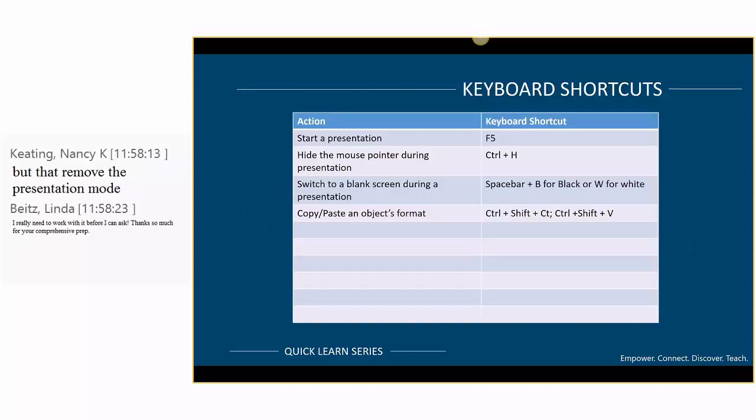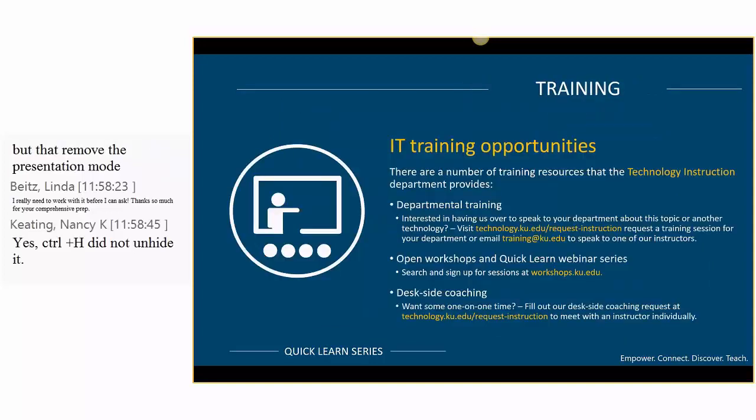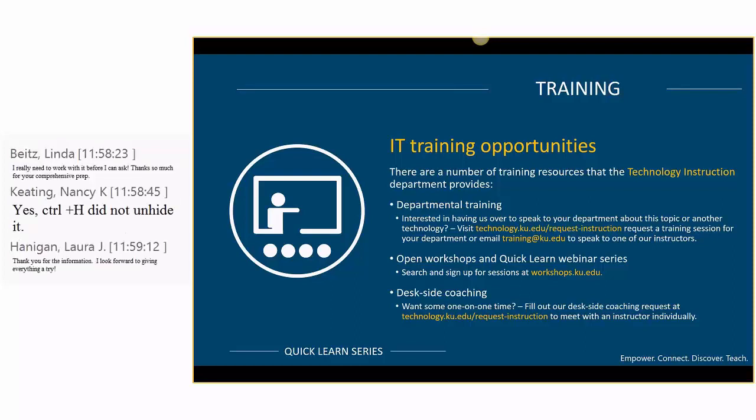All right, so I'm going to include some keyboard shortcuts as well. I'll double check on the Control+H to see if it doesn't unhide it, for the mouse pointer, and send that in the follow-up email. I'll also send the keyboard shortcuts, as I mentioned, for PC and Mac for those sorts of information for starting presentations, copying and pasting, all of that.